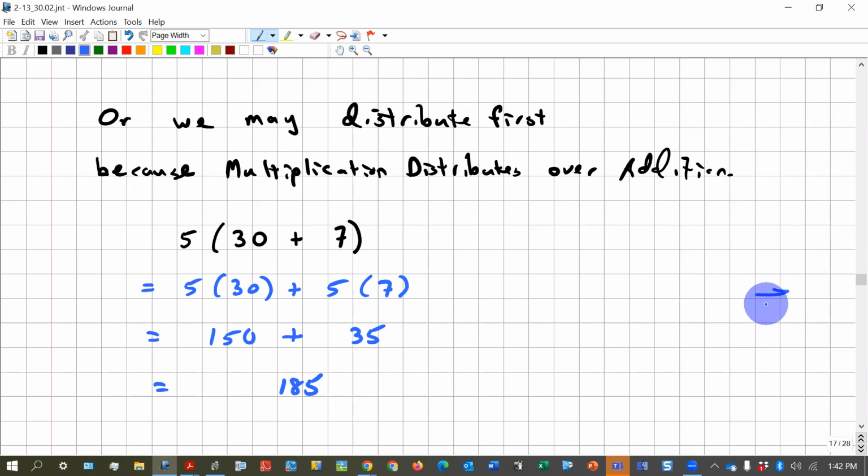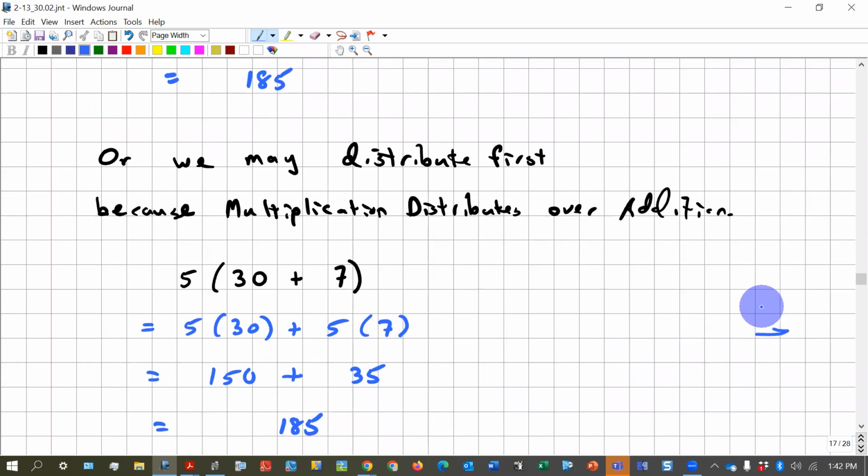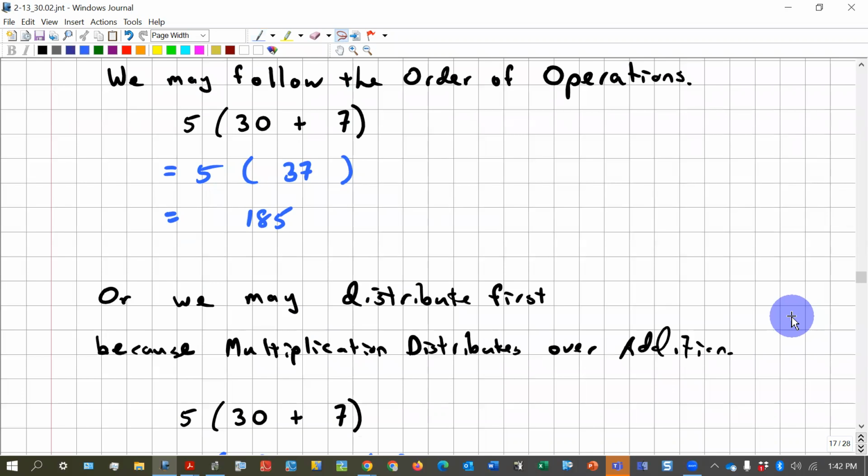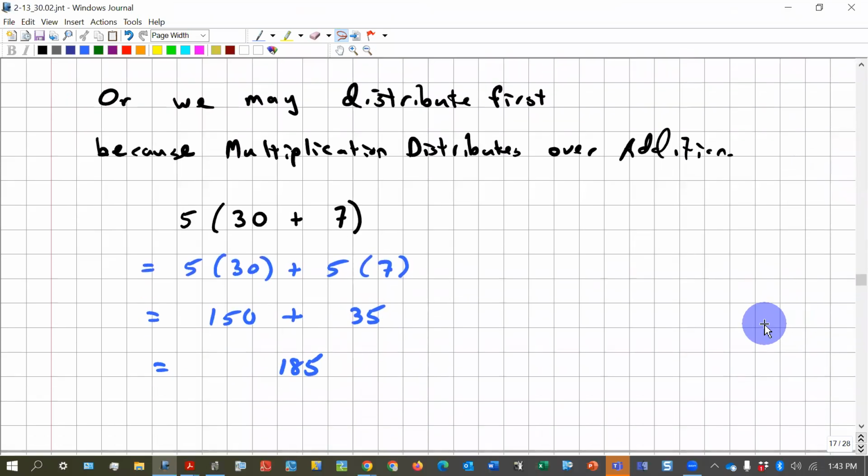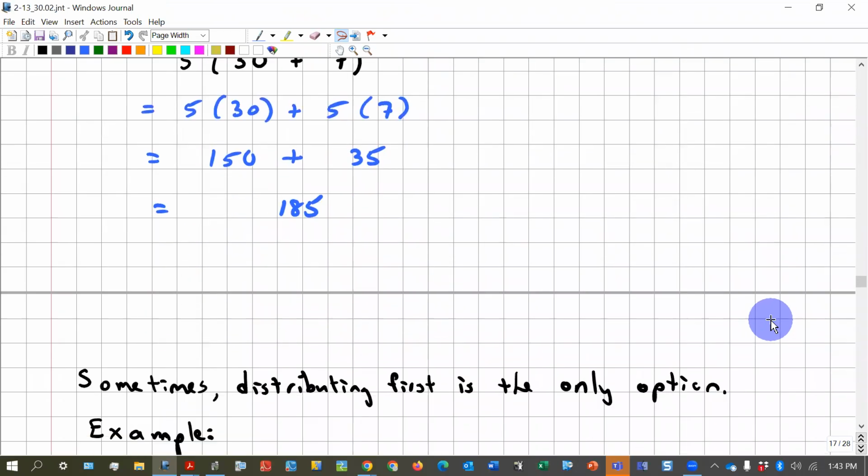So when we have only numbers, and the problem looks like 5 times parentheses 30 plus 7, there's 2 ways to do the problem. We can follow the order of operations, work inside parentheses first, or because we have multiplication on the outside and addition on the inside, we can distribute. There are some problems where distributing is the only option.